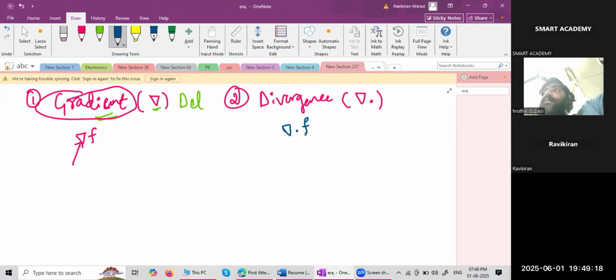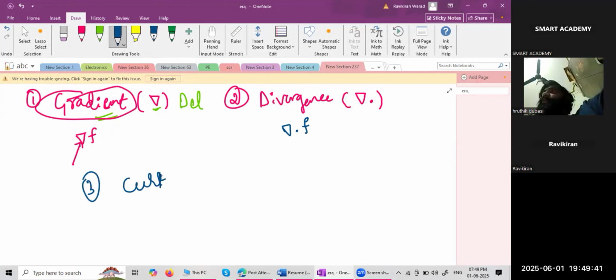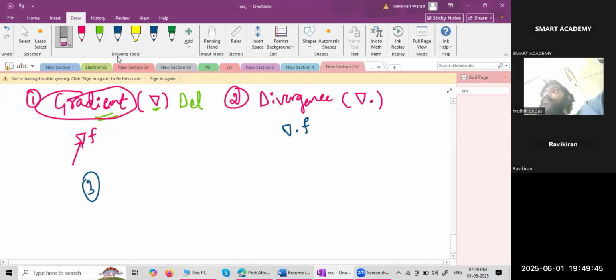F is a given vector. One vector will be given, and for that given vector we can find these three: gradient, divergence, and curl. What is the third one? Curl, C-U-R-L.